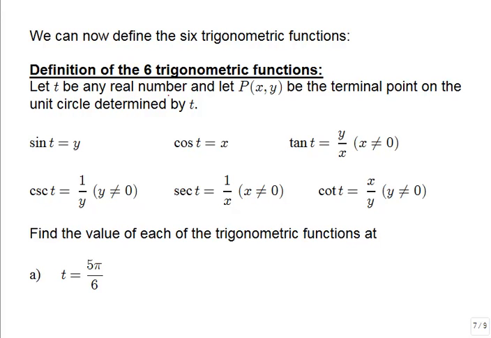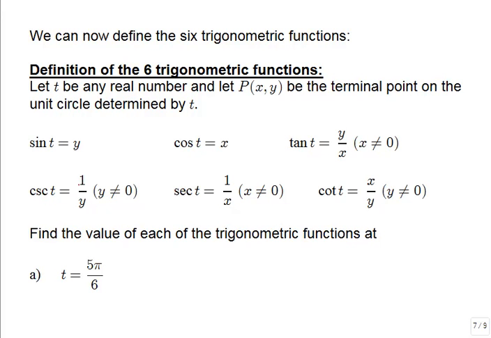If t is any real number and p is the corresponding terminal point on the unit circle determined by t, then we're going to define the sine of t to be that y coordinate of our terminal point. And we're going to define the cosine of t to be the x value of that terminal point. And then the other 4 are determined by those x's and those y's. So tangent of t is the y coordinate over the x coordinate.